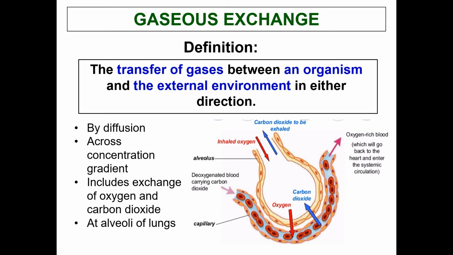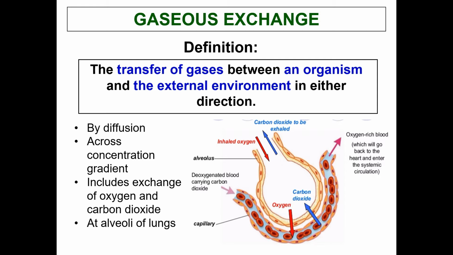It is the transfer of gases between the organism and the external environment. The external environment is the atmosphere. For example, we, the organism, inhale gases and then exhale gases from our respiring tissues. The gases are exchanged by diffusion. The process is simple diffusion, usually following the concentration gradient. Gas exchange includes oxygen and carbon dioxide.